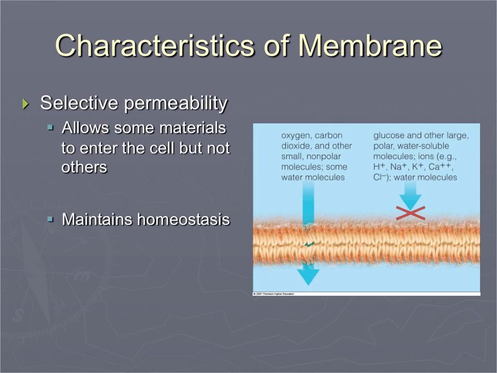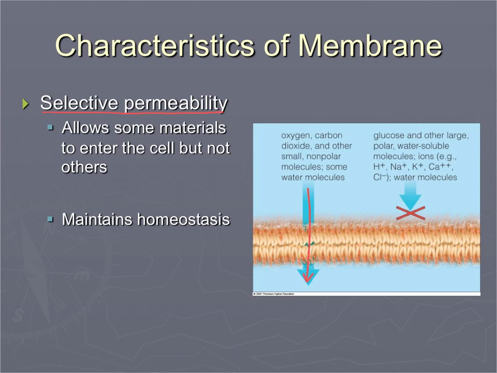There are certain characteristics that define how a phospholipid bilayer works. One of those characteristics is selective permeability. So this means that the phospholipid allows some materials to enter the cell, but not others. Sometimes this is called selective permeability, and it means that things like oxygen, carbon dioxide, small molecules that are nonpolar, some water molecules are able to go across the cell membrane without using energy.